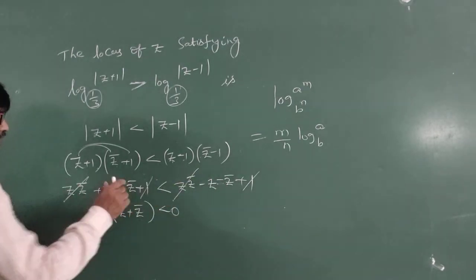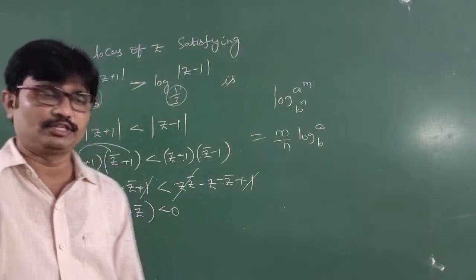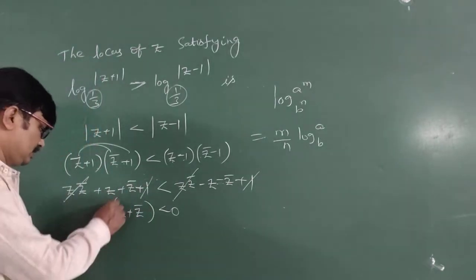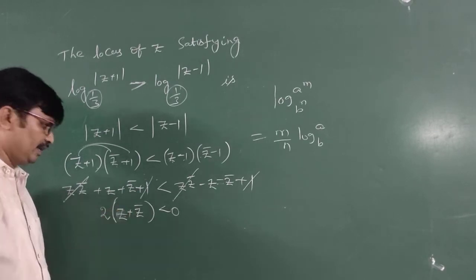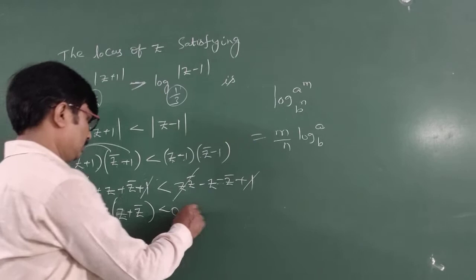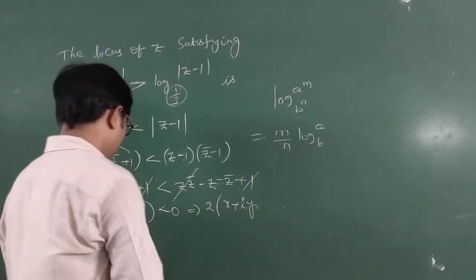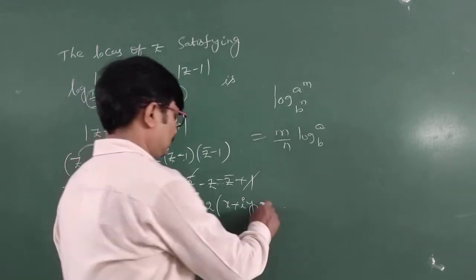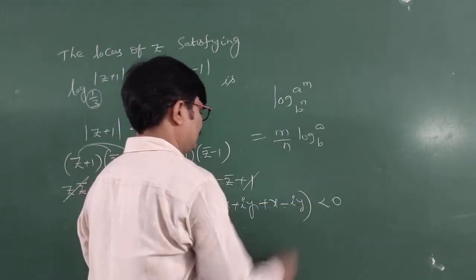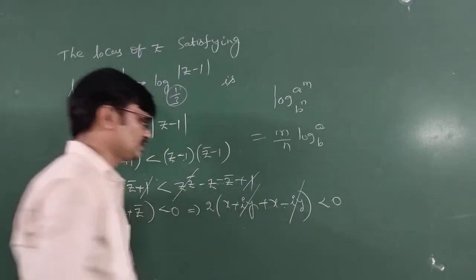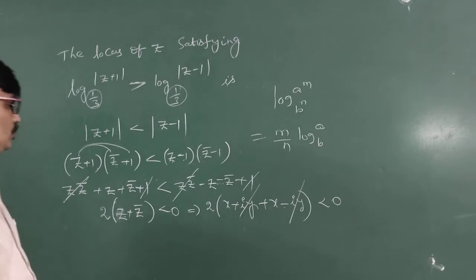The 2 is sent to the other side: 2 into z plus z bar is less than 0. Now students, we have to know that z is x plus iy. We are taking z as x plus iy, z bar is x minus iy, and the sum is less than 0. Minus iy plus iy cancel. x plus x, what is it, students? 2x.